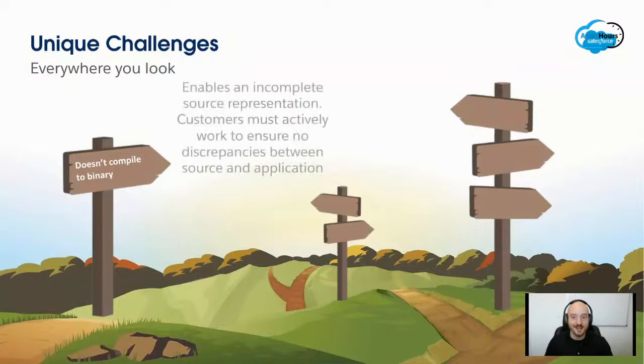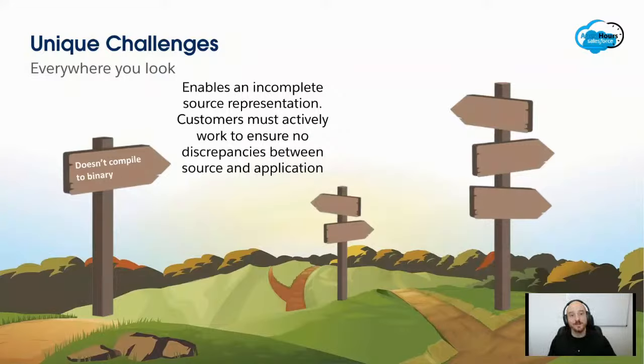What that means is that it enables kind of an incomplete source representation. So we could have stuff that exists within the org and stuff that exists within the repository, and they could not 100% align. That's very unintuitive to folks that have been working in traditional software development stacks, because if it's not in the source, it doesn't get compiled into the binary, therefore it does not exist. So it's challenging because this means that we as Salesforce customers must actively work to ensure that there are no discrepancies between our source and the target environment. That's one of the biggest challenges that we have within the Salesforce DevOps space.